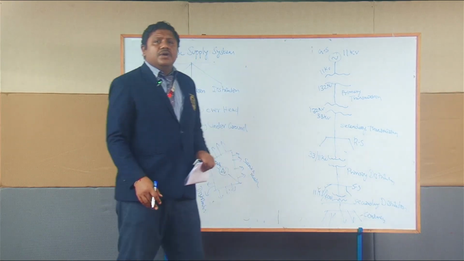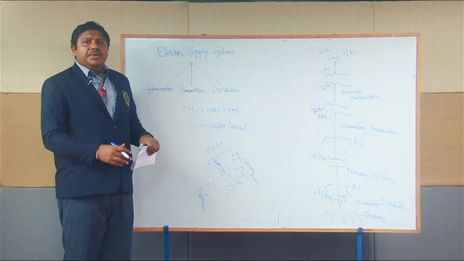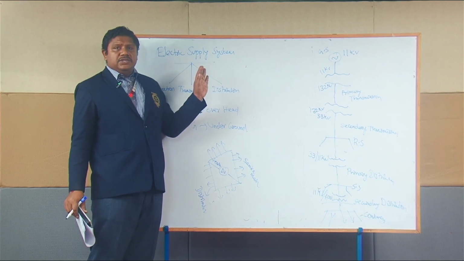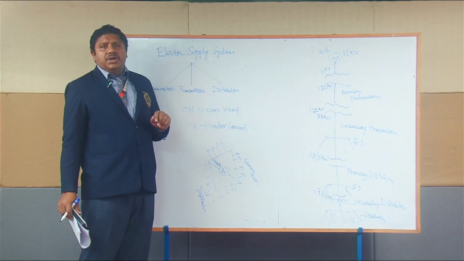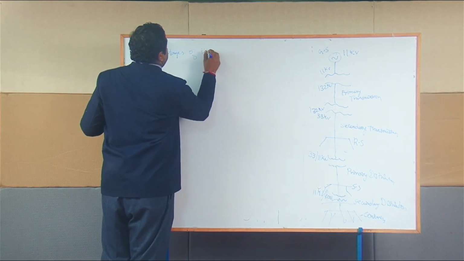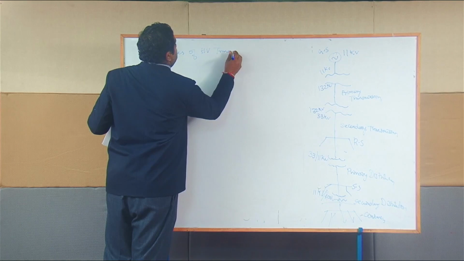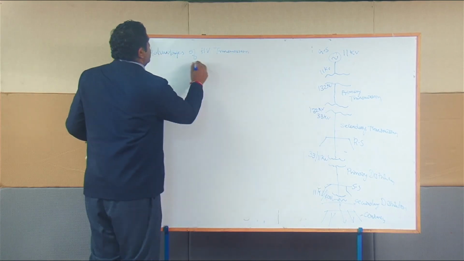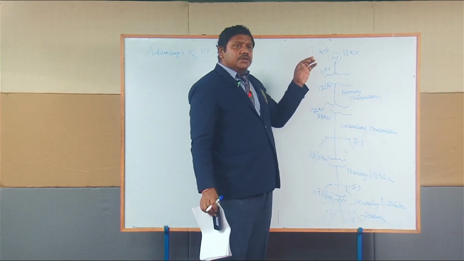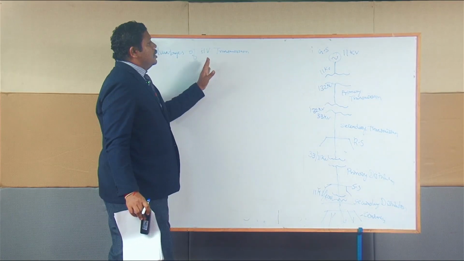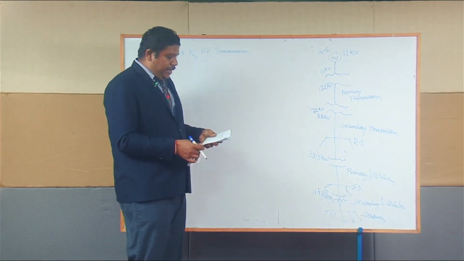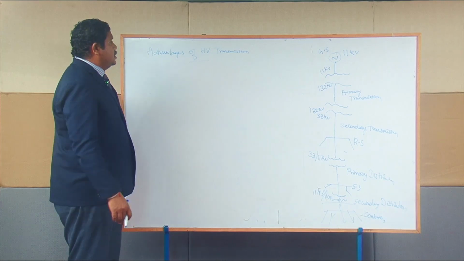Now we will see what the main advantages are. As I already mentioned, for transmitting purposes we go for high voltage AC transmission. There are three major advantages of high voltage transmission. This is the overview of the single line diagram of the electric supply system. So what is the major advantage behind high voltage transmission, and what is the reason behind it?